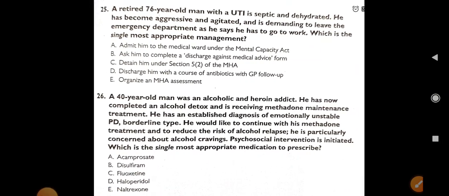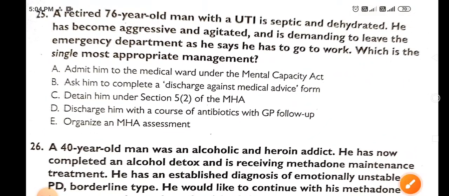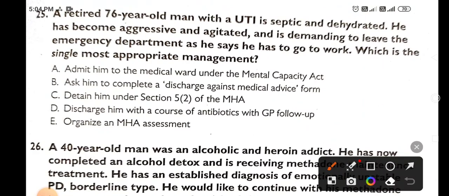Now the 25th question. A retired 76-year-old man with UTI, septic and dehydrated, has become aggressive, agitated, demanding to leave the emergency department. He says he has to go to work. He is already retired, no work is required. Which is the single most appropriate management?